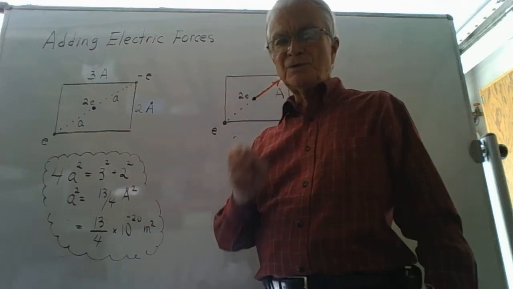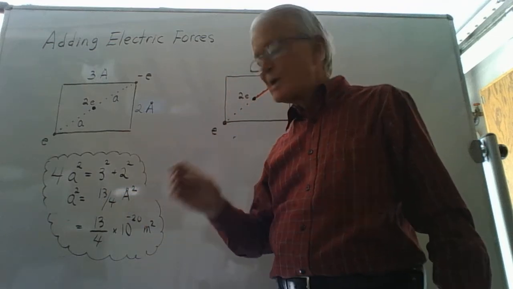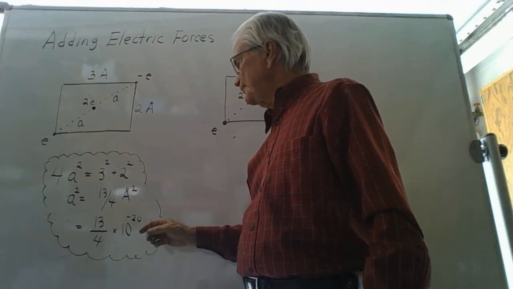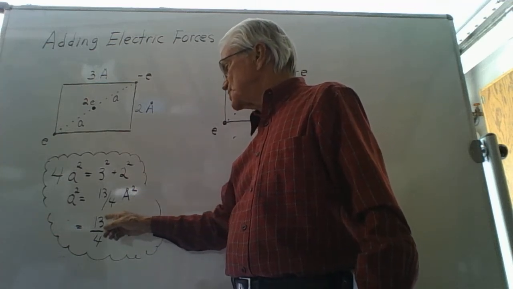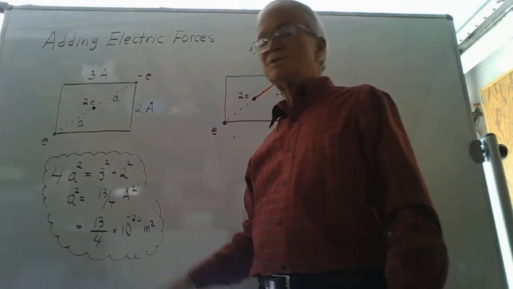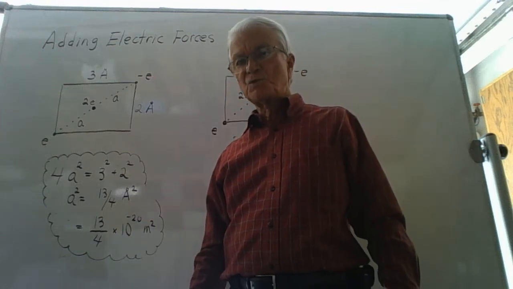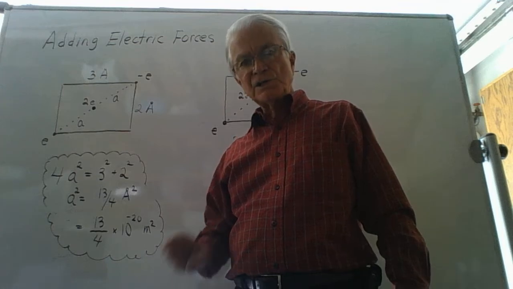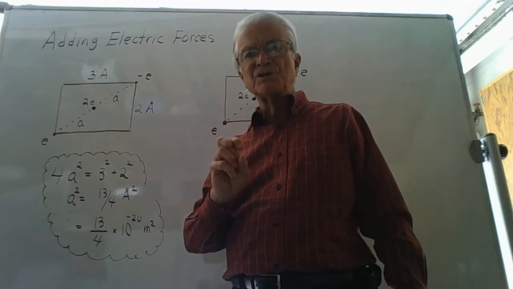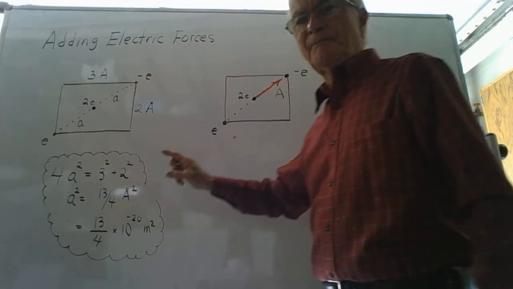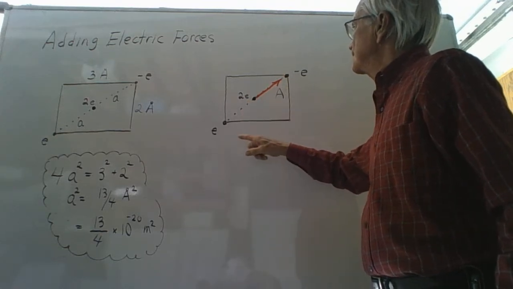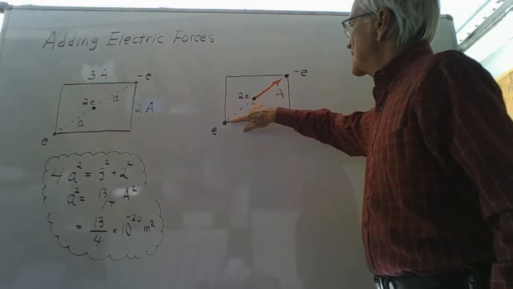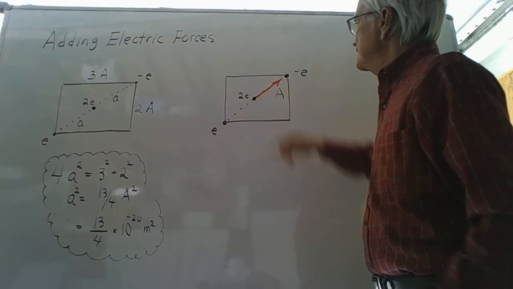Now the units are angstroms, so it's square angstroms, which I rewrite in terms of square meters. 13/4 times 10 to the negative 20 square meters. Let's look now at the two forces that act on the magnesium ion. There is a triangle once again. That side length, that length is A, and so is that.